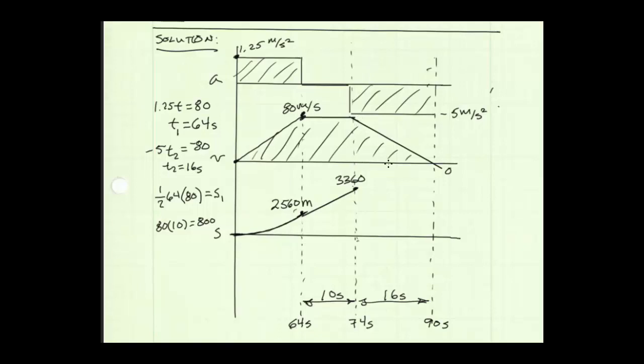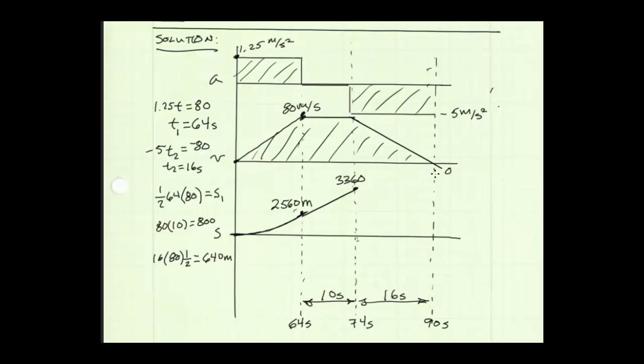So to get the area of this triangle, we do 16 seconds times 80 meters per second divided by 2. So 16 times 80 times 1/2. That will give me 640 meters. So I need to add my 640 meters to my 3,360 meters. And that will give me a total runway length of 4,000 meters.